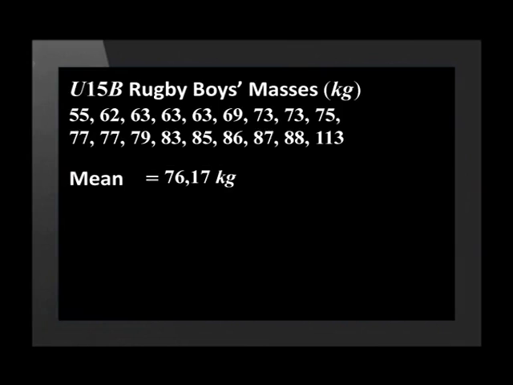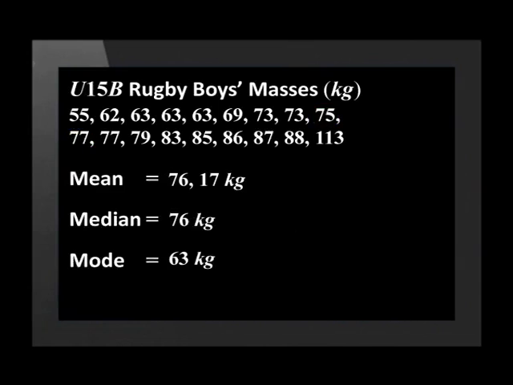Because there are 18 weights listed, the median falls between the 9th and 10th number. In this case, that is 75 and 77. We need to find the average of these two numbers. 75 plus 77 divided by 2 equals 76. The mode is the number that is the most frequent. 63 appears 3 times, whereas the numbers 73 and 77 only appear twice. That means that the mode is 63.